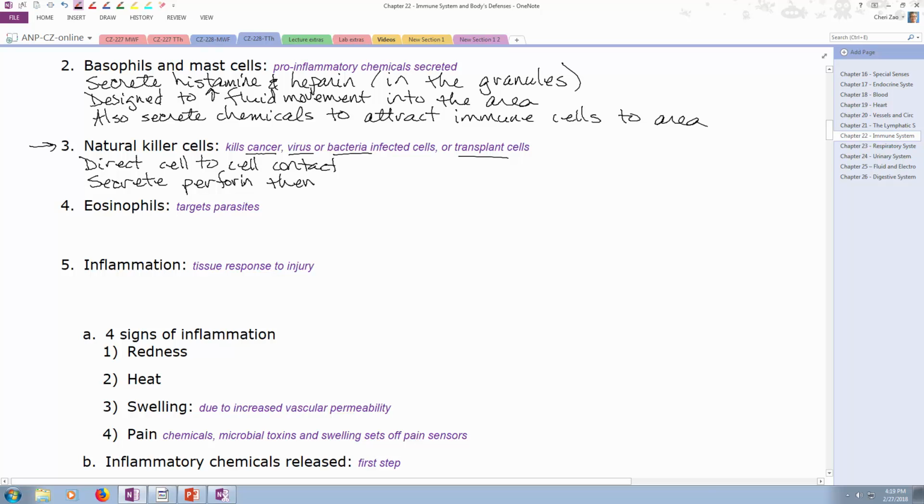they insert granzymes. Granzymes are going to cause cellular apoptosis. Remember, apoptosis is premature cell death. It basically makes the cell commit suicide. Very effective in preventing spread. So it kills the cell that it comes into contact with.